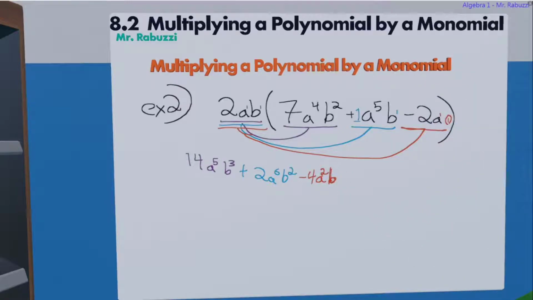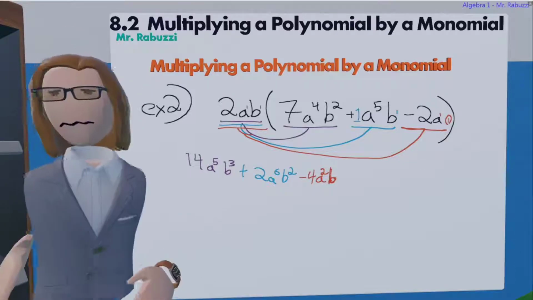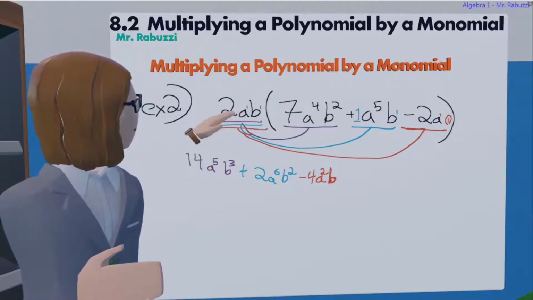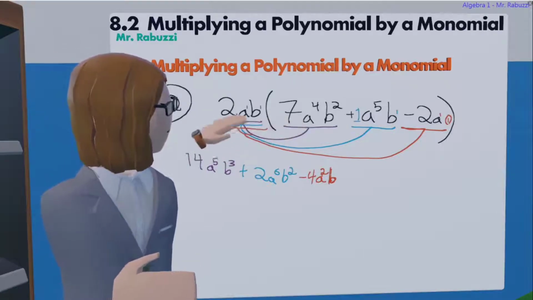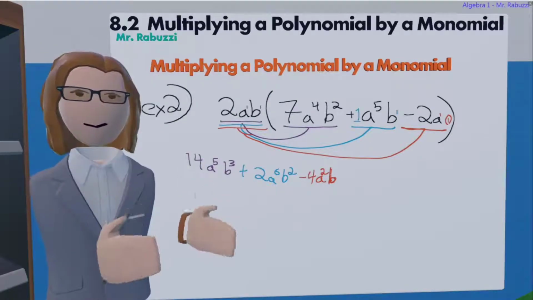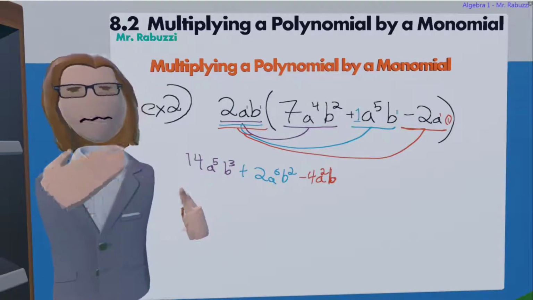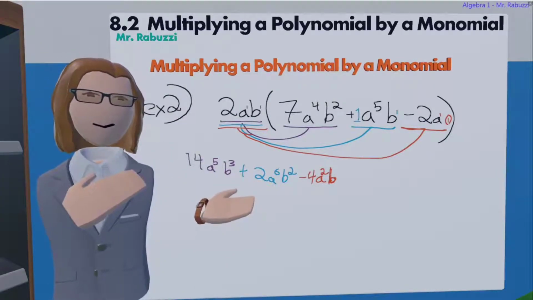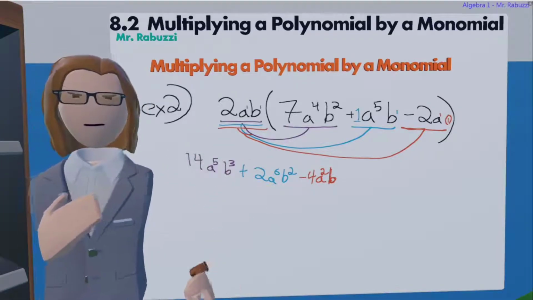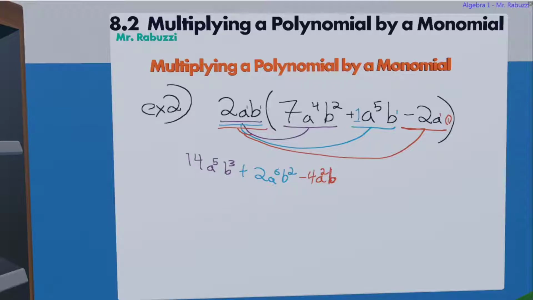Alrighty. We just check. There's nothing to combine here because all the variables have different exponents in different orders. So, a to the fifth and b to the third cannot add with a to the sixth and b to the second. So things have to stay how we wrote it. All done.